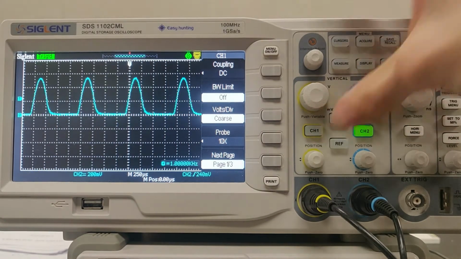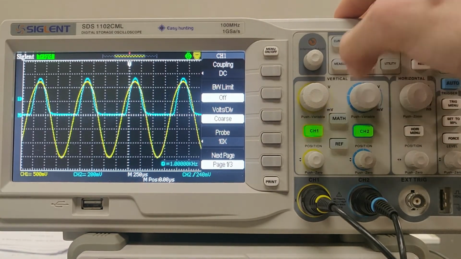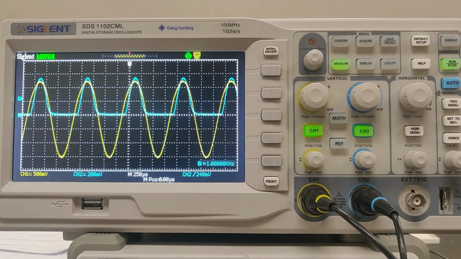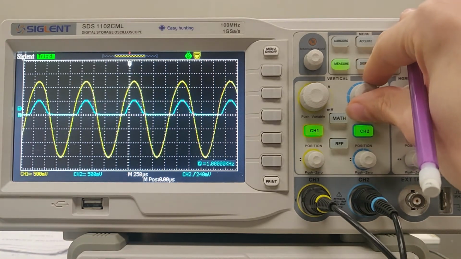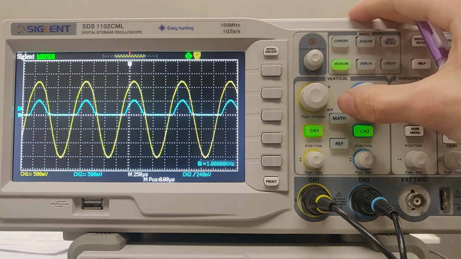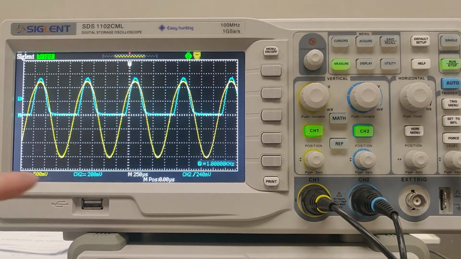Sorry, let's turn this off. And I guess if we wanted to scale it down so that they're both being represented on the same scale, that's what that looks like. But it's a little bit more apparent what's happening when we increase the scale of our channel 2 output.